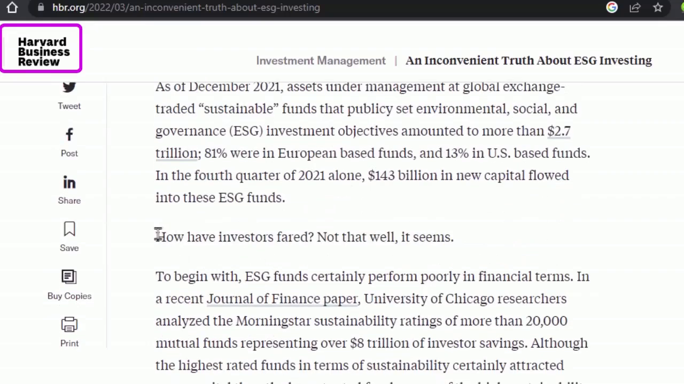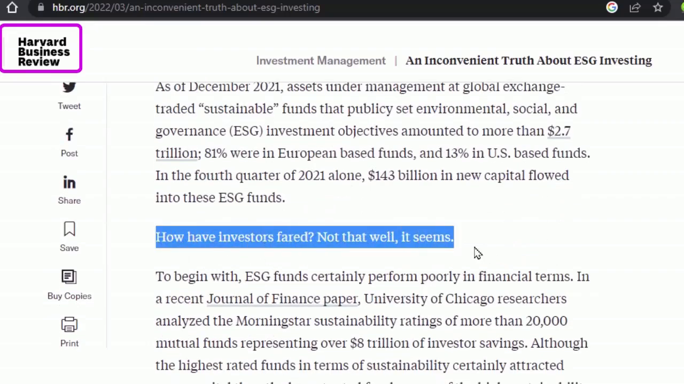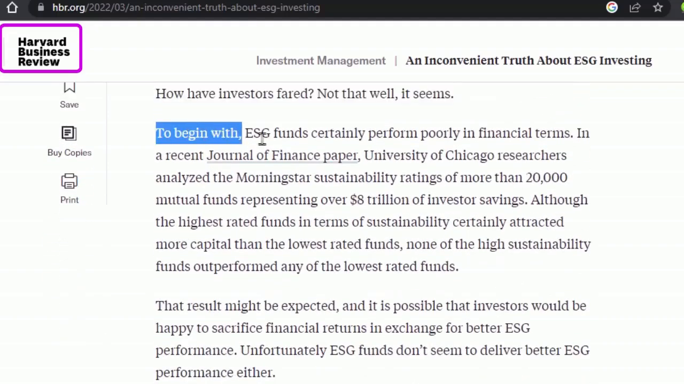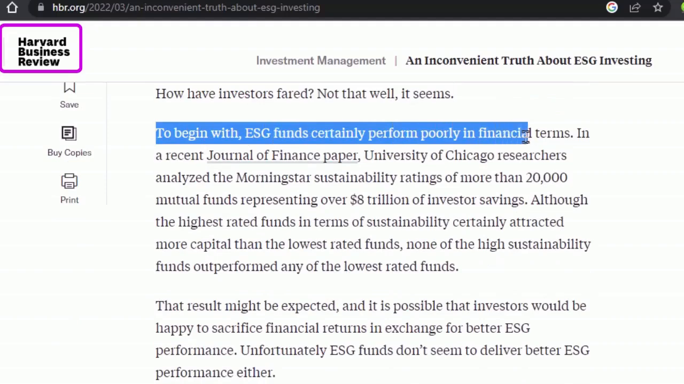Now, how have investors failed or fared? And that's our question for today. How does this affect investors? Well, according to this report, not so well. Not so well. To begin with, the ESG funds certainly perform poorly in financial terms. And this is based, as you can see, on a recent Journal of Finance paper, where University of Chicago research analyzed the Morningstar Sustainable ratings, et cetera, et cetera.